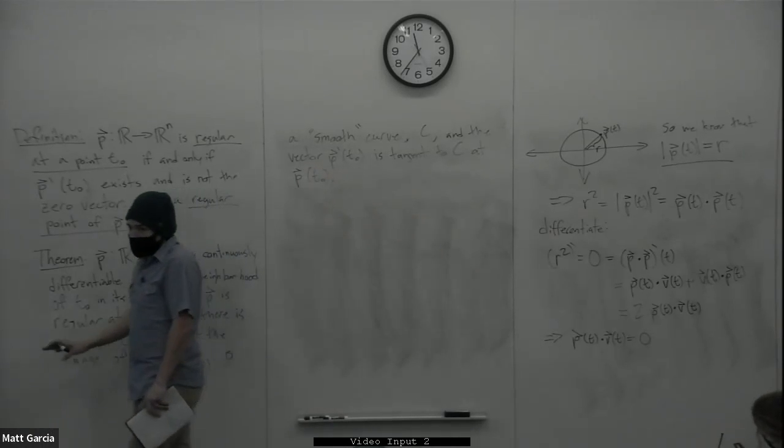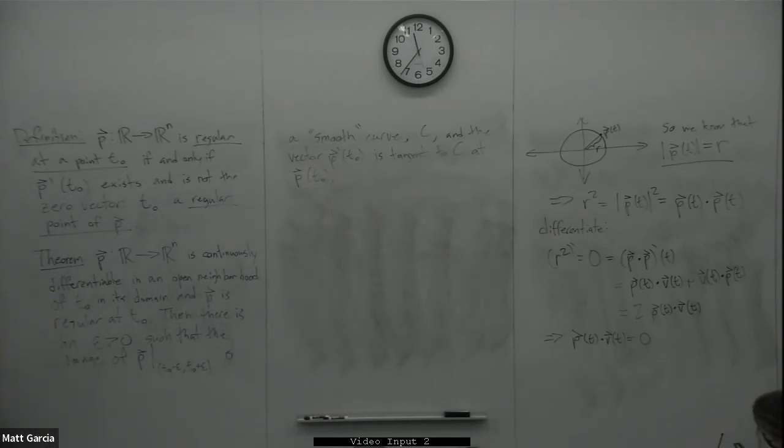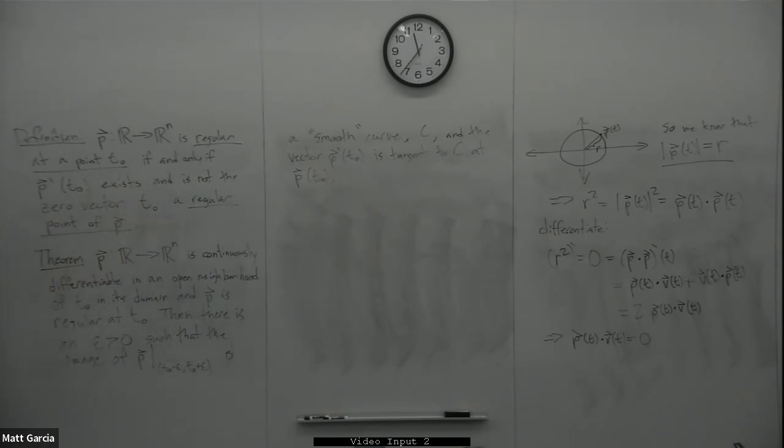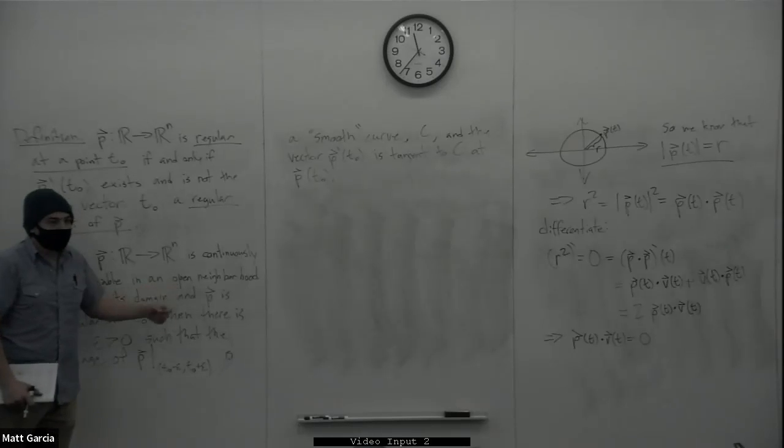Okay, there's a lot to unpack here. So what does it mean to be regular? What it means to be regular is to be differentiable and the derivative is not the 0 vector. Yep, that's our last definition. So there's a lot to unpack in the statement of this theorem, right? First of all, what's an open neighborhood?